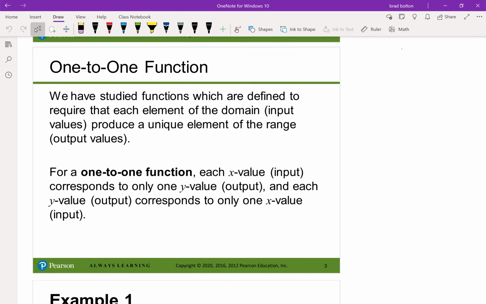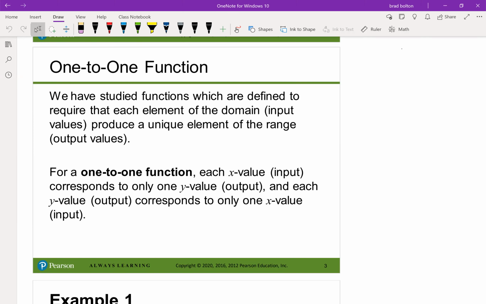So we have studied functions, which are defined to require that each element of the domain, or the input values, produce a unique element of the range, or the output values. For a one-to-one function, each x value input corresponds to only one y value output, and each y value output corresponds to only one x value input. So basically, a one-to-one function is a function, but it's even more particular.